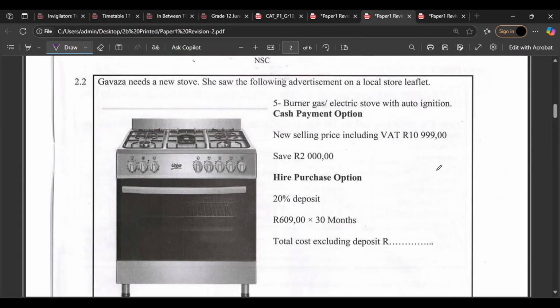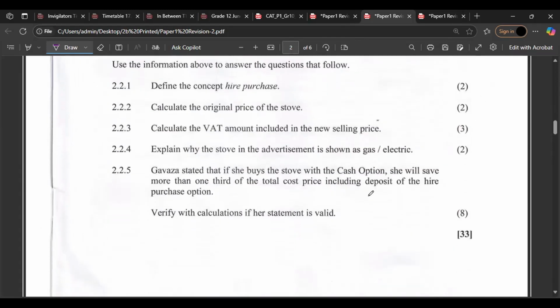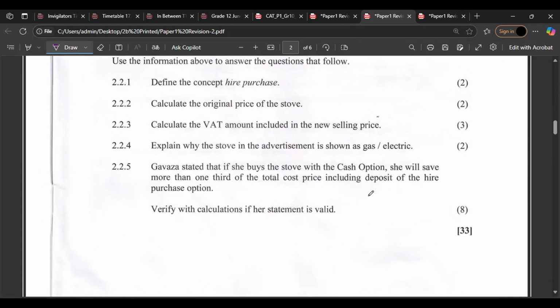30 months is 2 years and 6 months, 2 and a half years. The total cost, excluding deposit, it's that much. Okay, here we go. Define the term or the concept hire purchase.